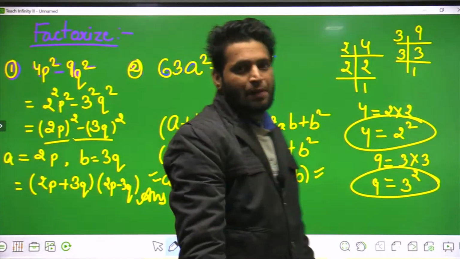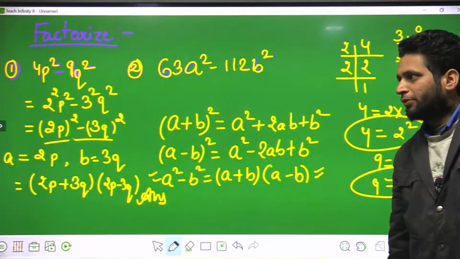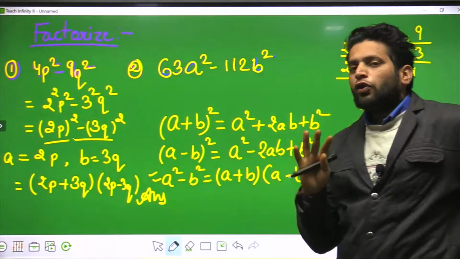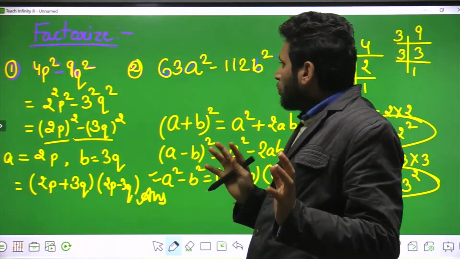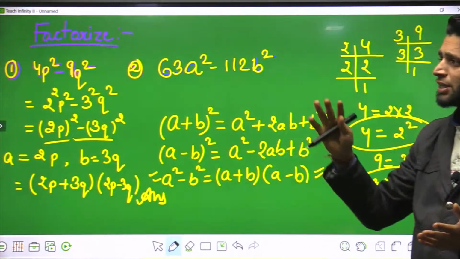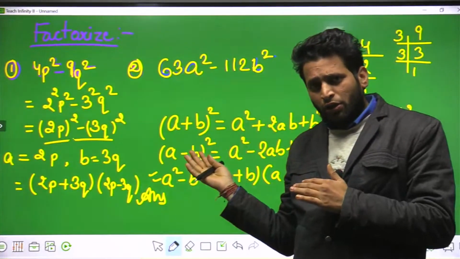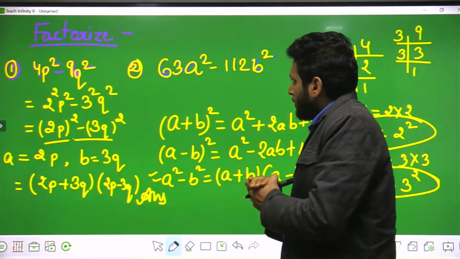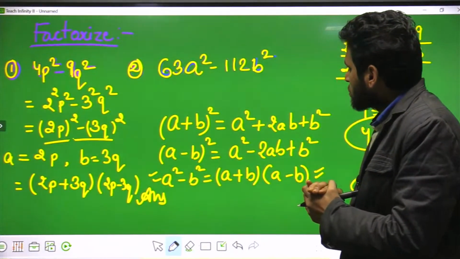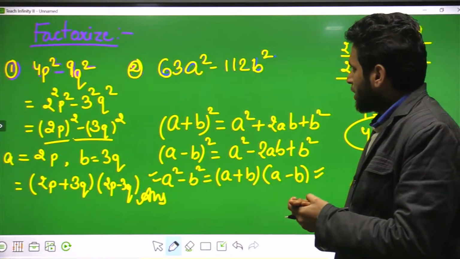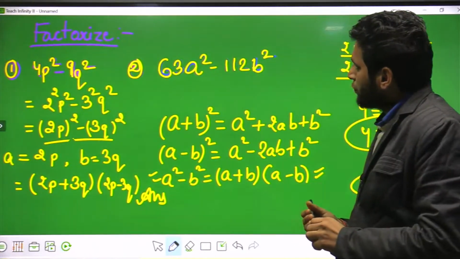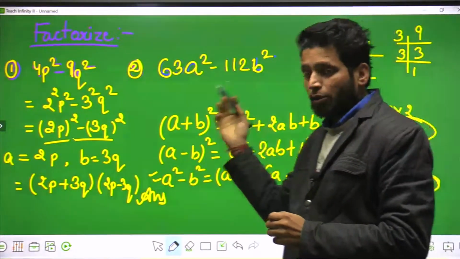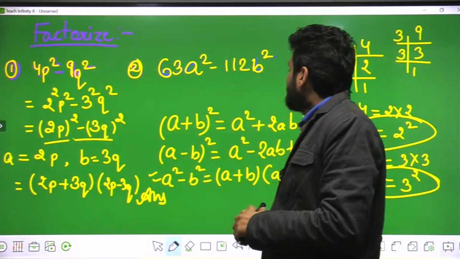I hope everyone has understood this. If you didn't understand, it's okay, don't worry. Let's do another question. You can see the another question. First of all we will check that there is 63 a square and 112 b square. Let me check first whether it is divisible by any number, what is common in both.